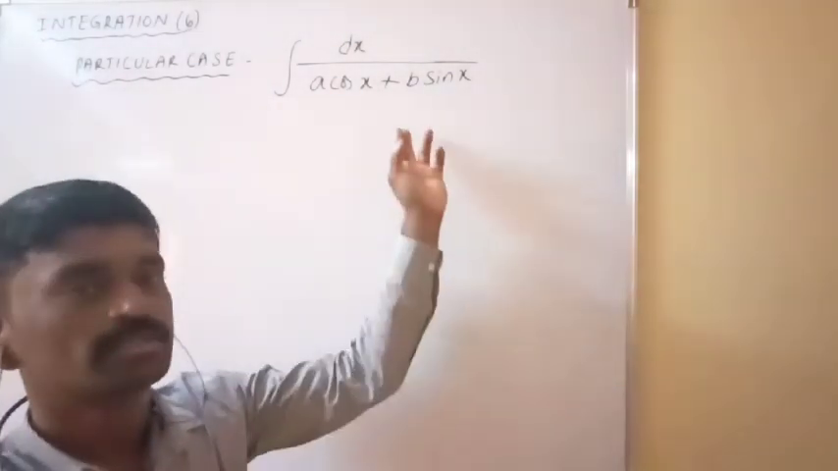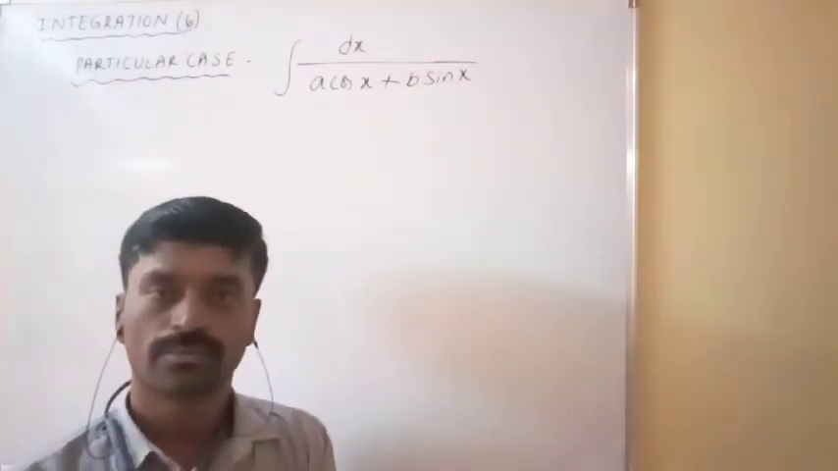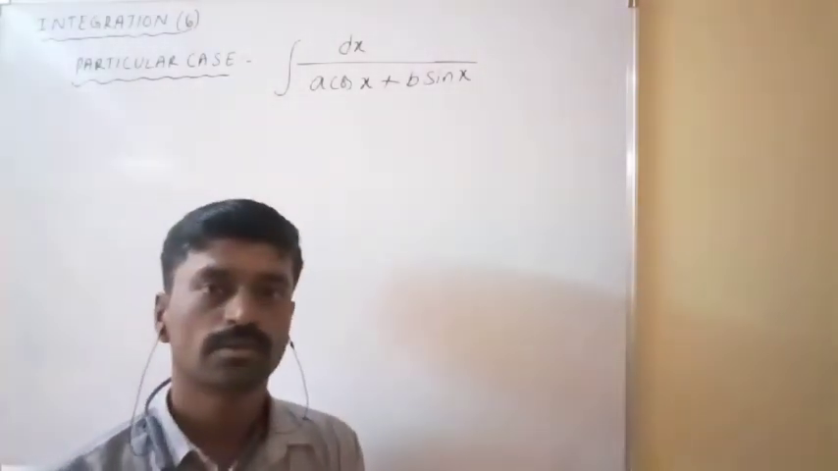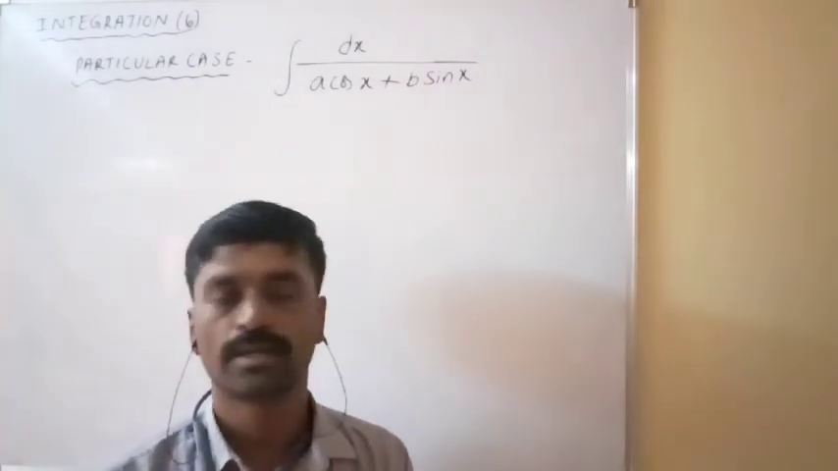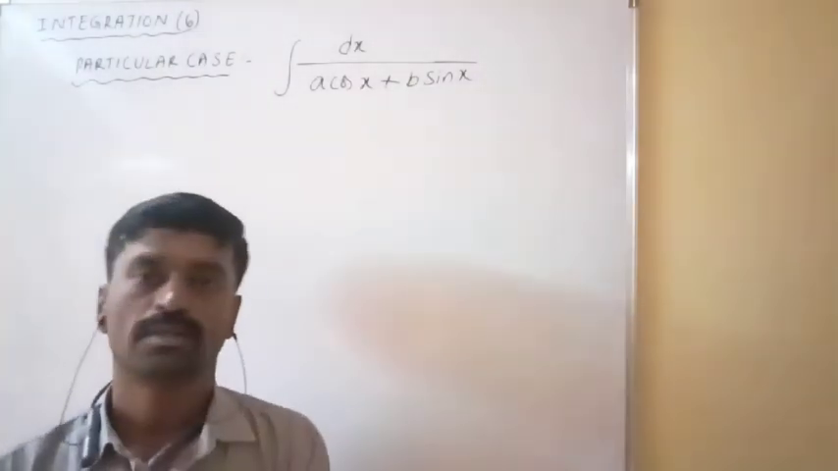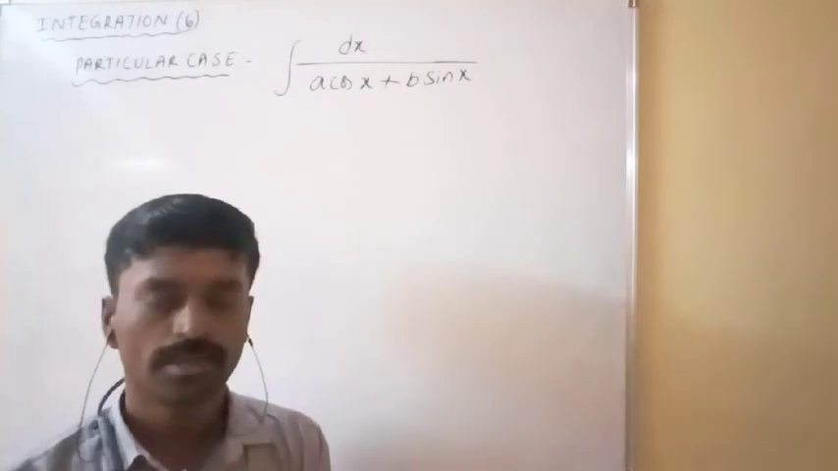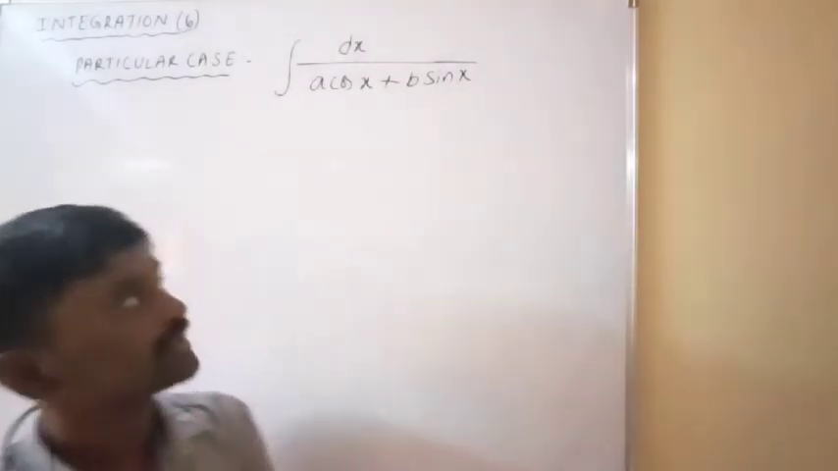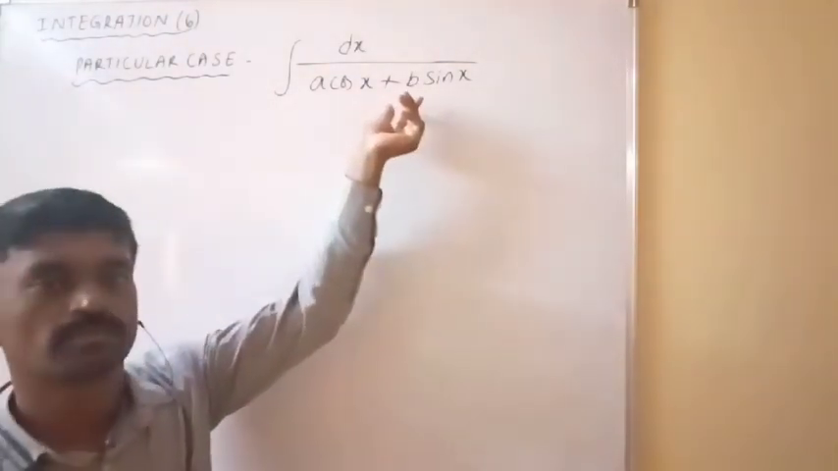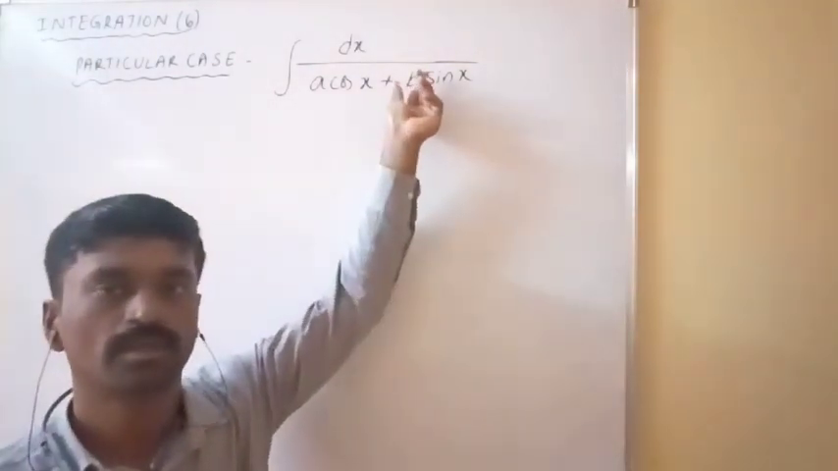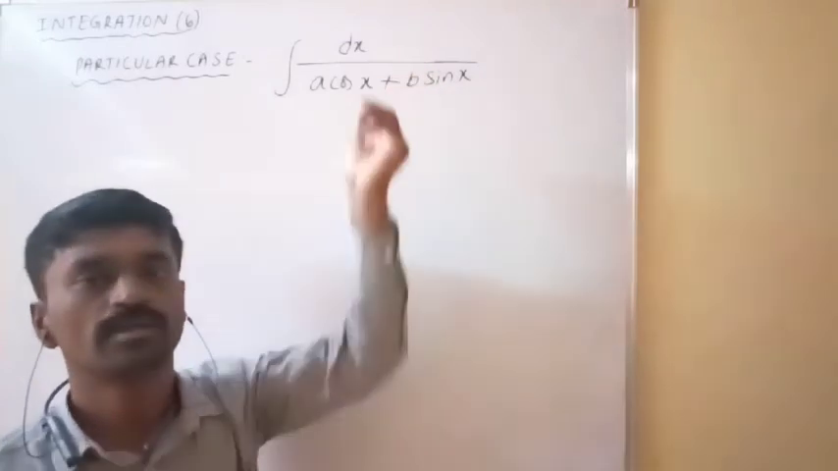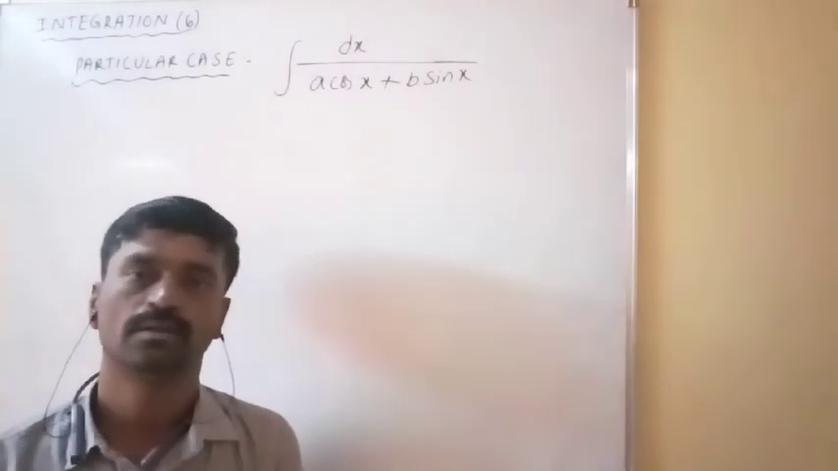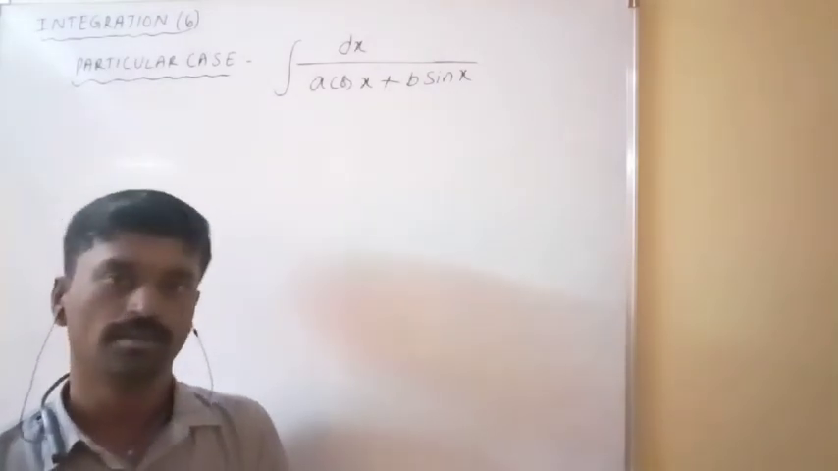So in type 2, it is a particular case: if the given integral is of the form integral dx by a cos x plus b sin x, here also we can put tan x by 2 equal to t and we will get the answer, no doubt. But there is another, simpler way to evaluate this integral. So what is that method? You express the denominator in the form of some constant into cos of x plus theta or cos of x minus theta, so that the integral becomes a standard integral, and we can easily evaluate it.